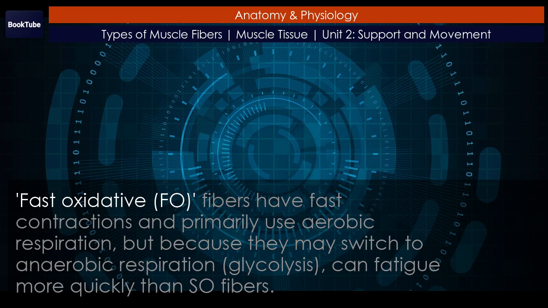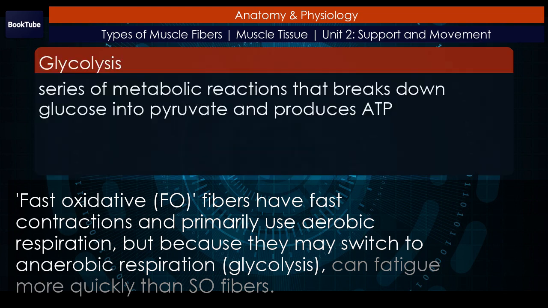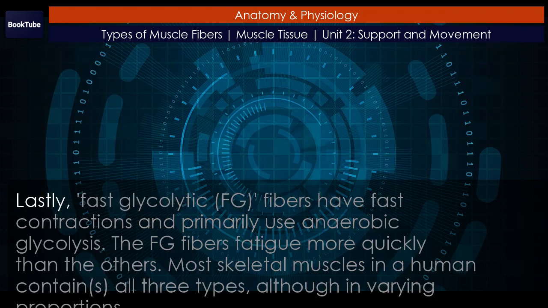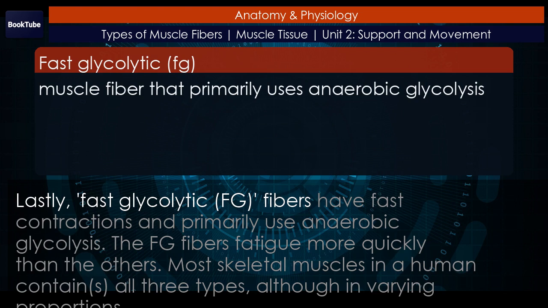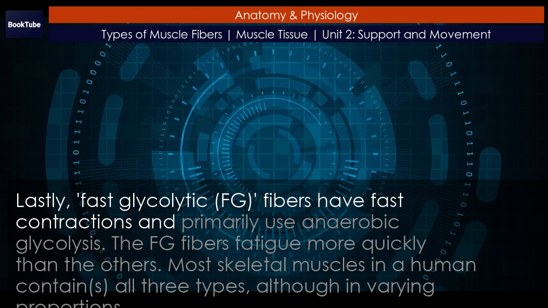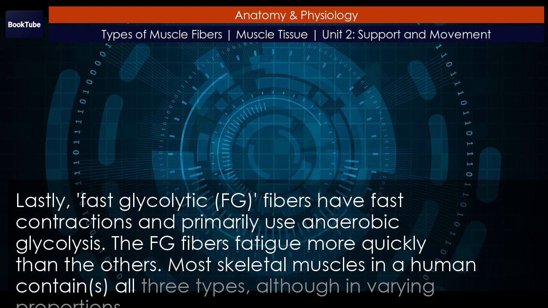Fast oxidative (FO) fibers have fast contractions and primarily use aerobic respiration, but because they may switch to anaerobic respiration, glycolysis, they can fatigue more quickly than slow fibers. Lastly, fast glycolytic (FG) fibers have fast contractions and primarily use anaerobic glycolysis. The FG fibers fatigue more quickly than the others. Most skeletal muscles in a human contain all three types, although in varying proportions.